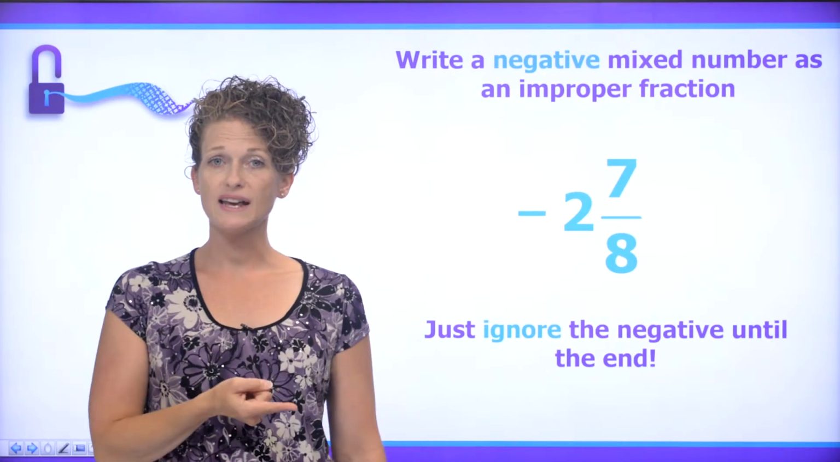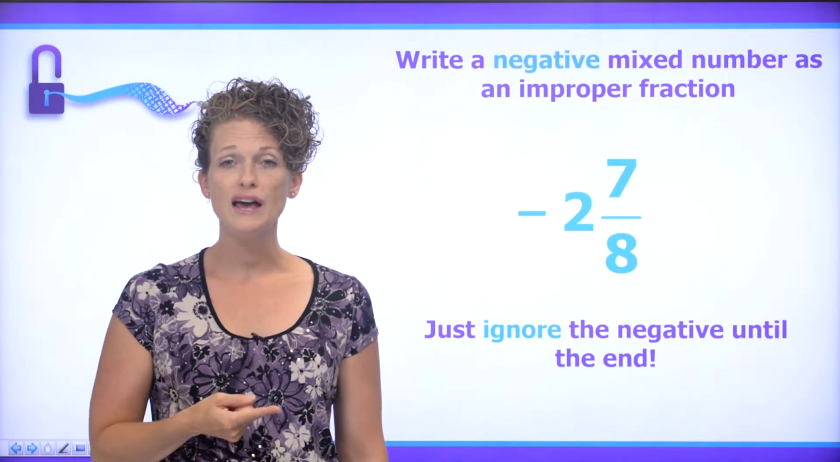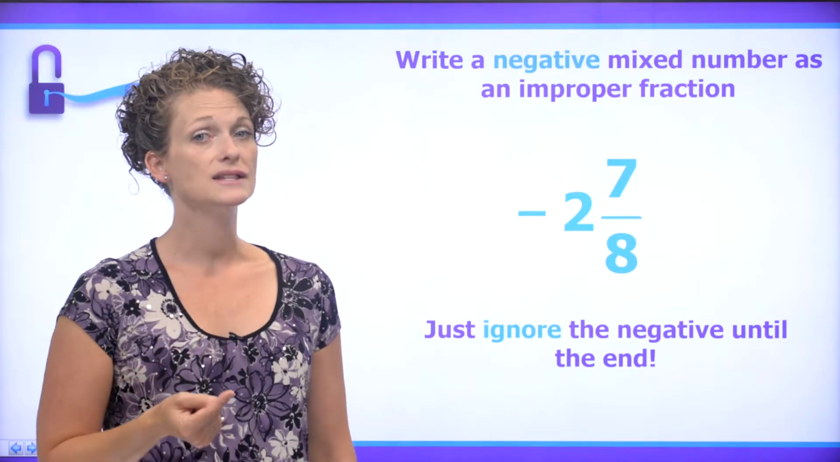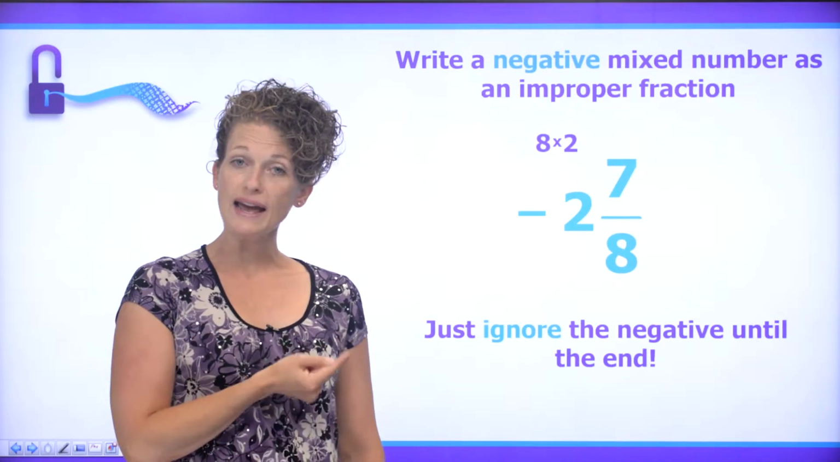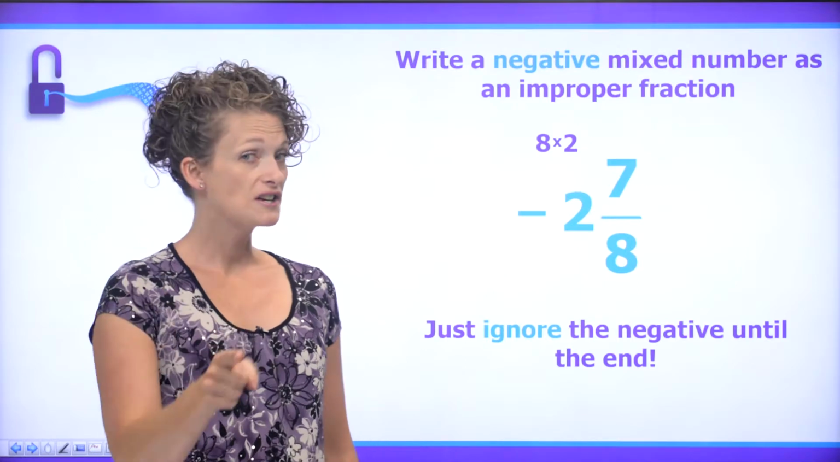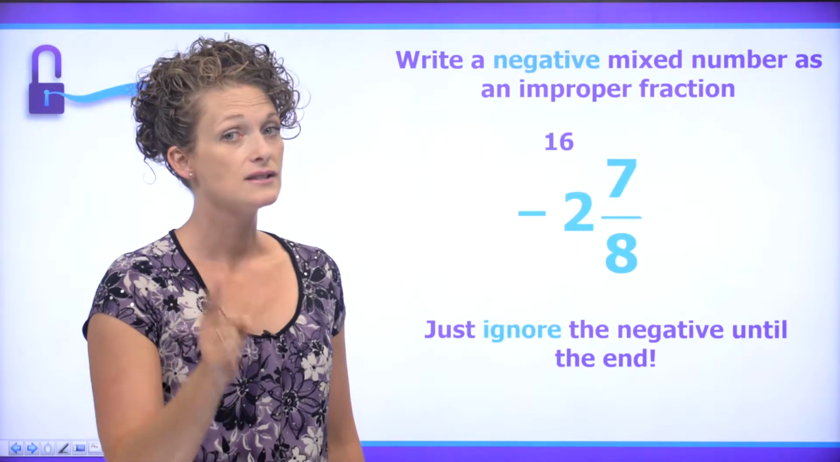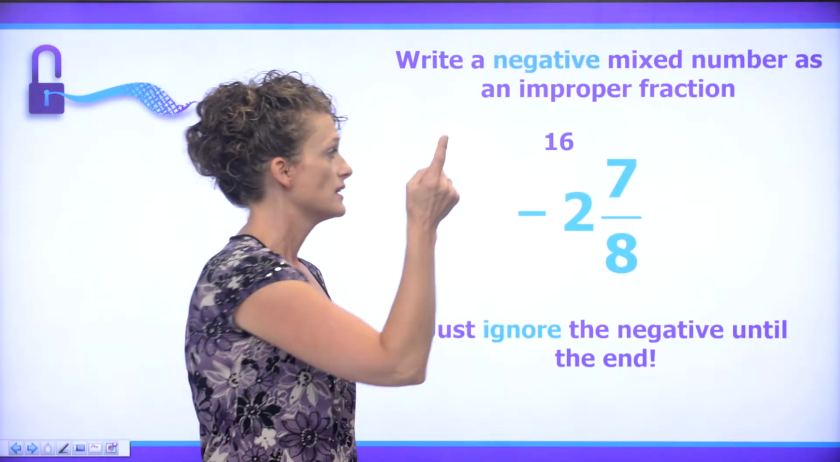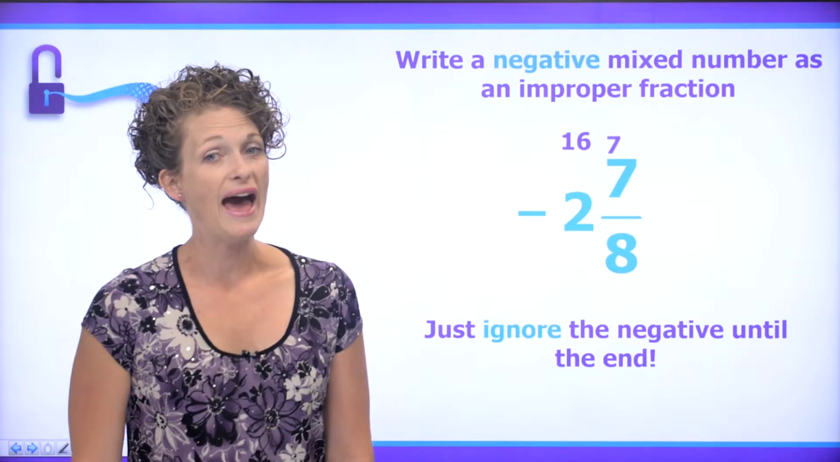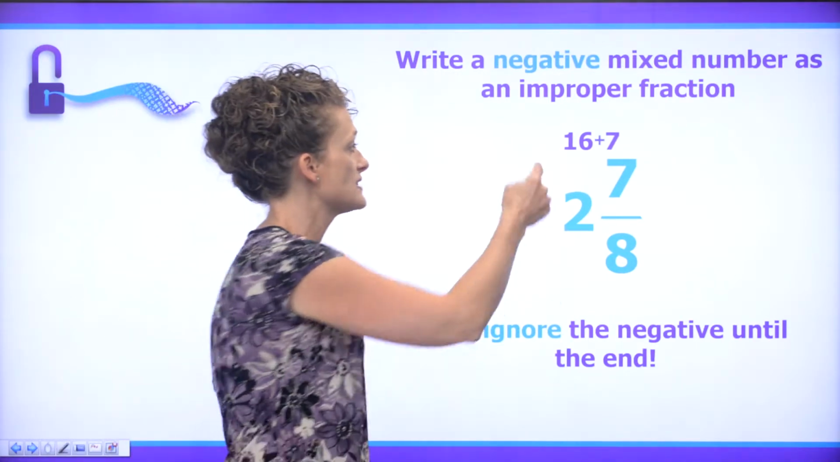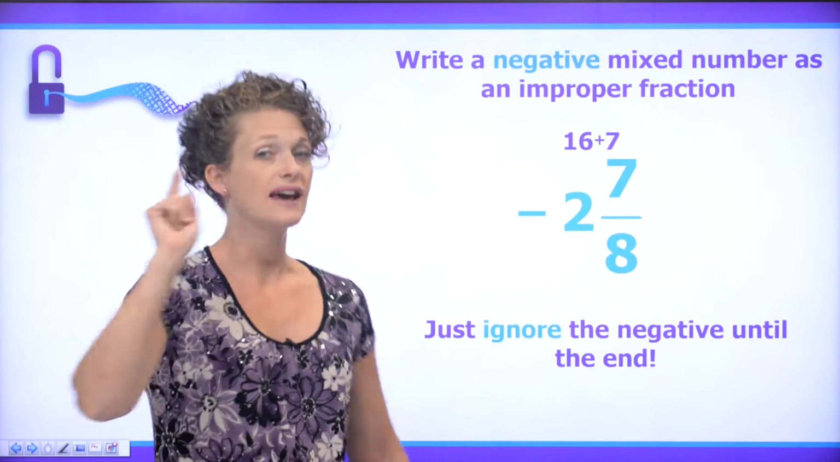So remember what I said. The first thing we're going to do is multiply the whole number by the denominator. So we're going to multiply 8 times 2. And we know from our times tables, that's going to give us 16. Now, the next thing we're going to do is add the numerator. So we get 16 plus 7, and that gives us 23.